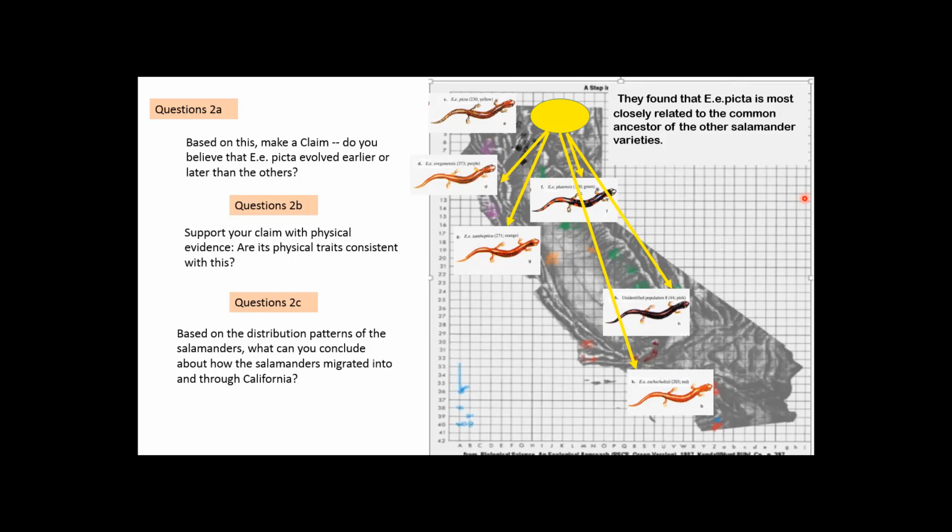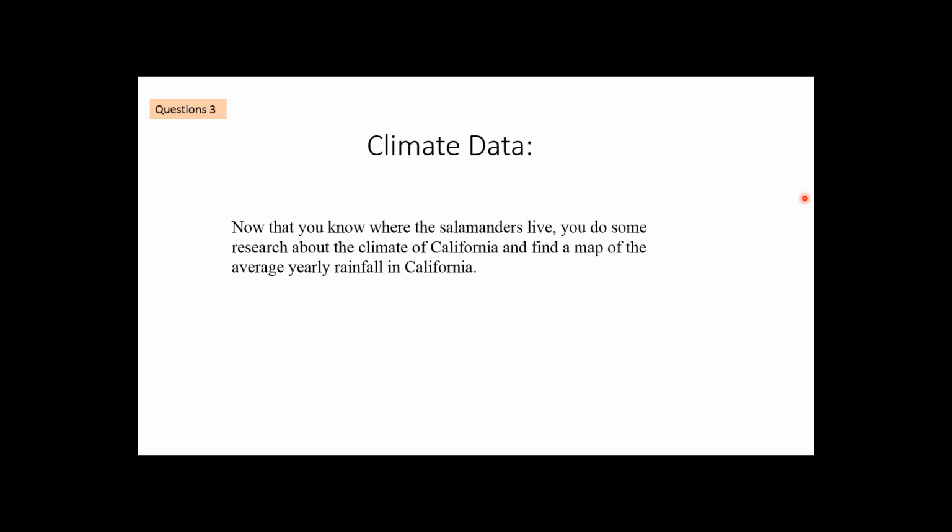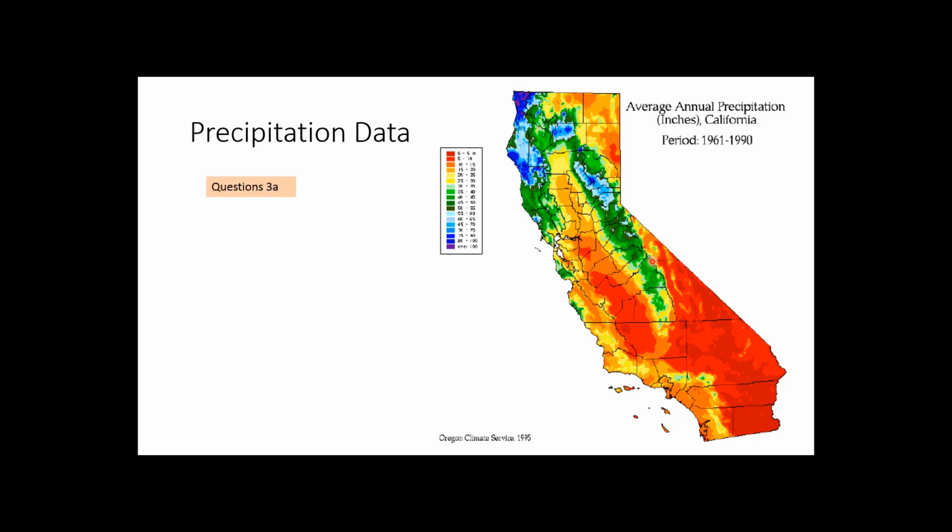All right, we're moving on to the next question, climate data. So now that you know where the salamanders live, you do some research about the climate of California, and you find a map of the average yearly rainfall in California. And here's what that map looks like. Okay, so the question is, summarize the rainfall patterns in California. Well, what does that mean? It means, where does it rain the most? Okay, so here's our data right here.